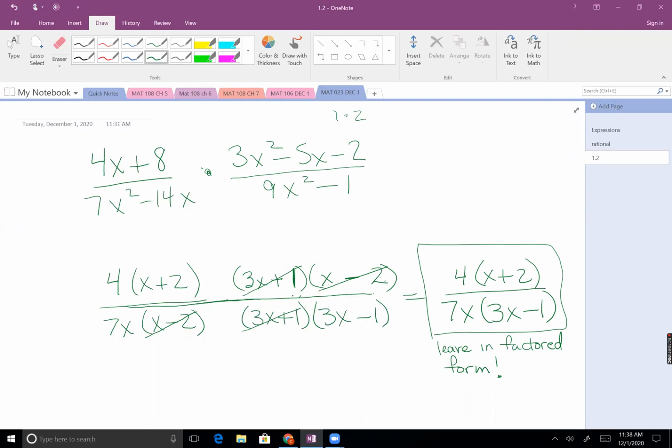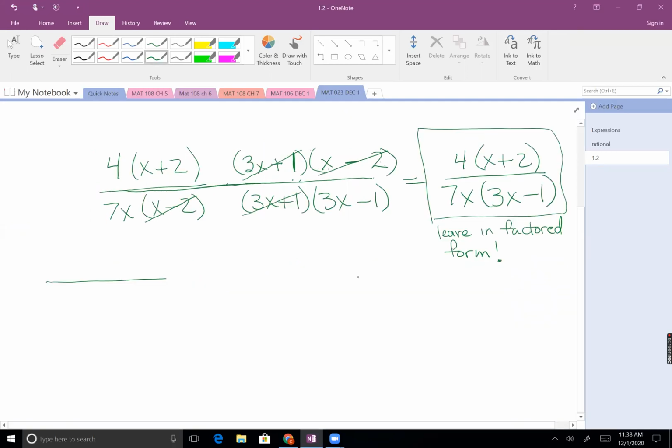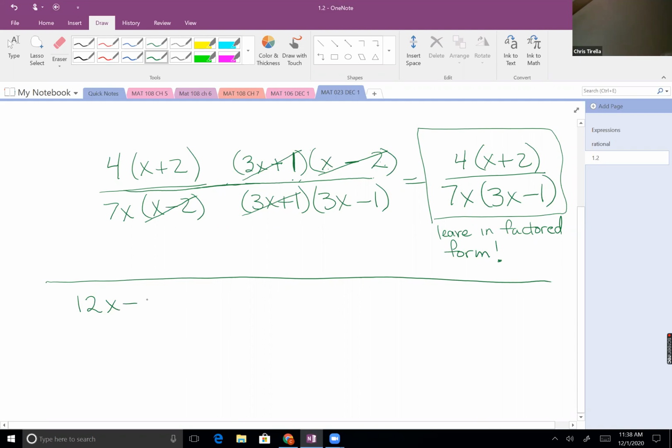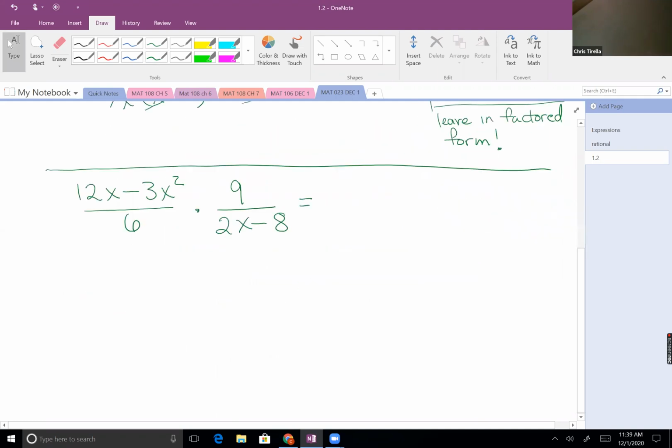Yep. Let's try another. This time, let's look at 12x minus 3x squared over 6 times 9 over 2x minus 8. And again, I'm going to be quiet and let you folks factor it. Let me know when you have it, when you think you have it.